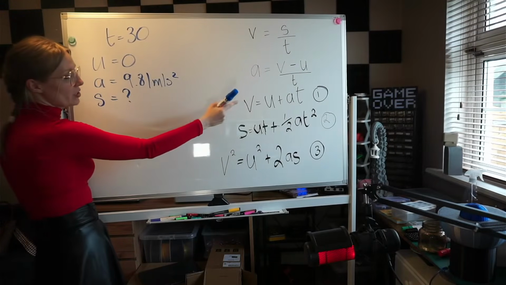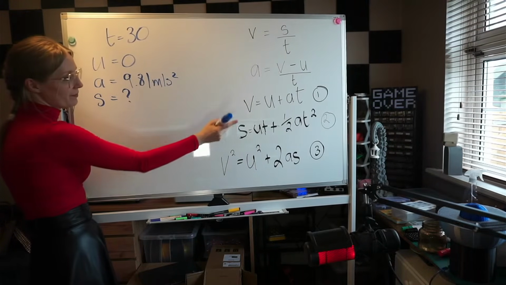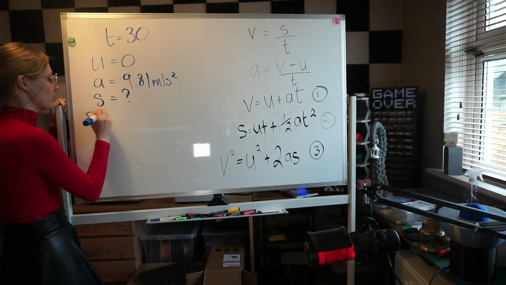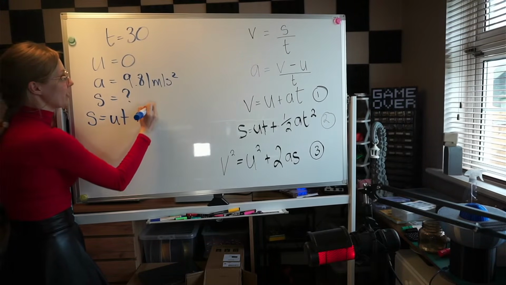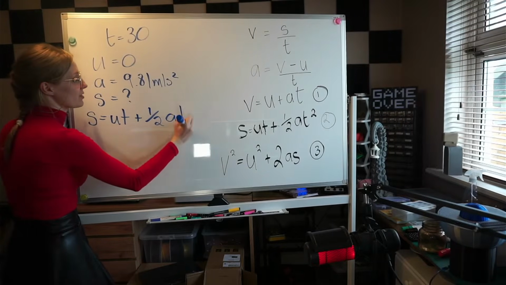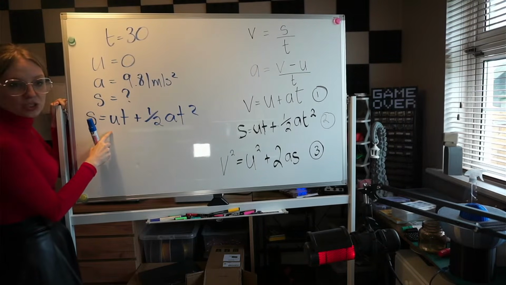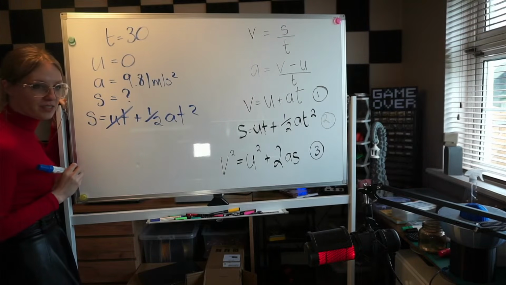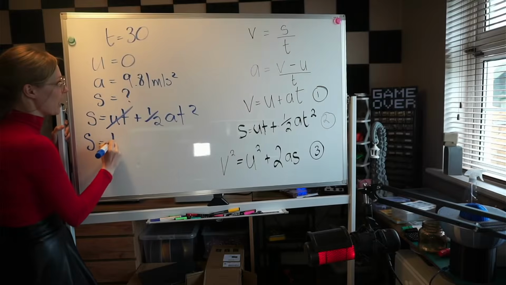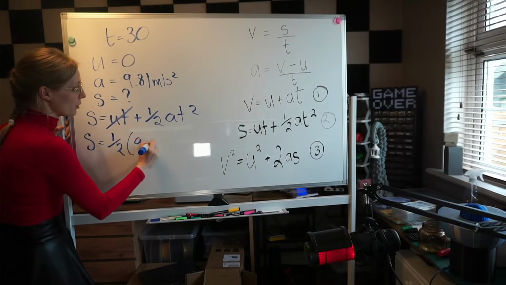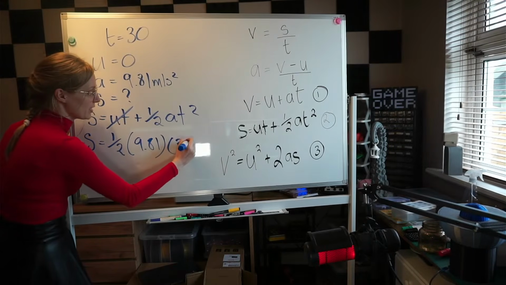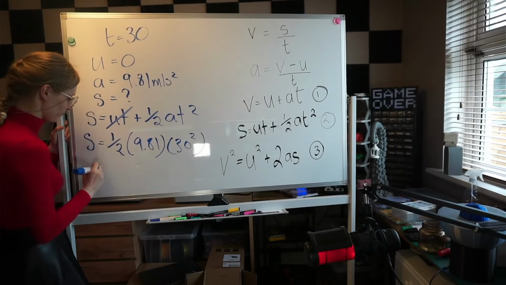Do we use this equation, or this equation? We're going to use this one. s is equal to ut plus a half at squared. And it's already perfectly arranged for us. And something very, very handy is u is equal to 0. Anything multiplied by 0 is just going to be 0. So s is equal to half the acceleration, 9.81, all multiplied by the time, 30, squared.